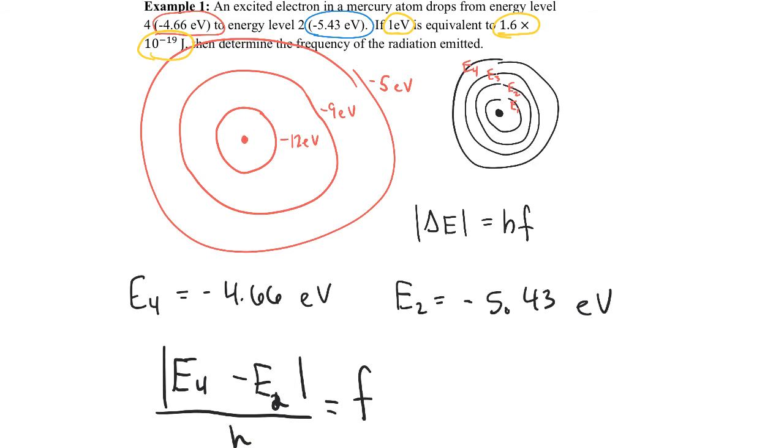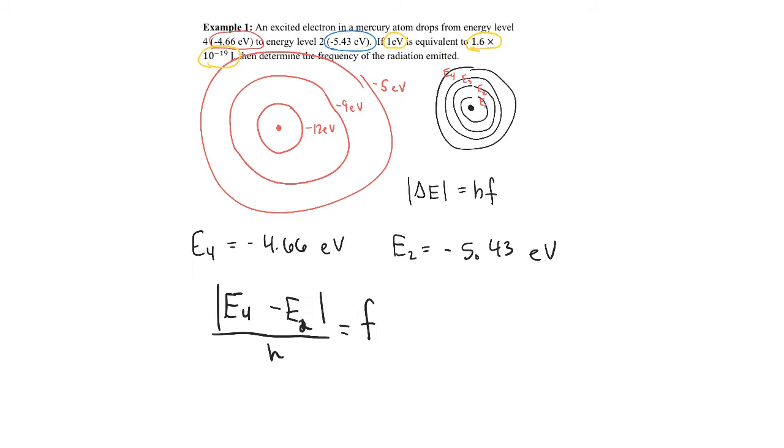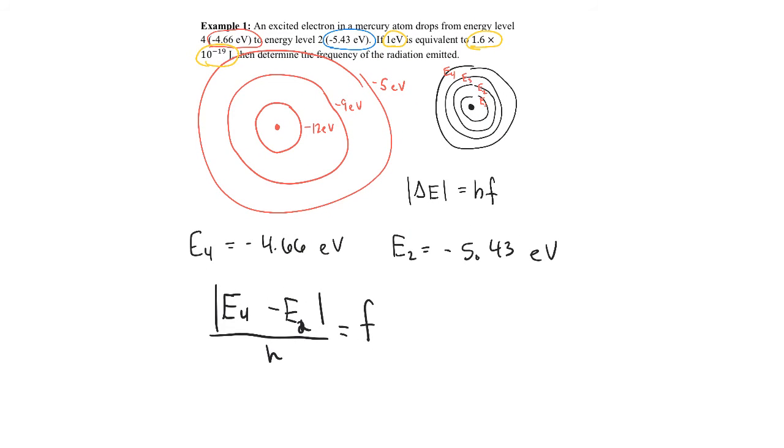What does delta mean? Delta means change from the fourth level to the second level. That's what's happening to the electron itself. I can subtract E4 minus E2 and get a number in electron volts, but I've got to convert it before I divide by H. So let's go ahead and do that. What do we get when we do that? Negative 4.66 minus negative 5.43. What do you got? Yeah, which is positive. Very good.